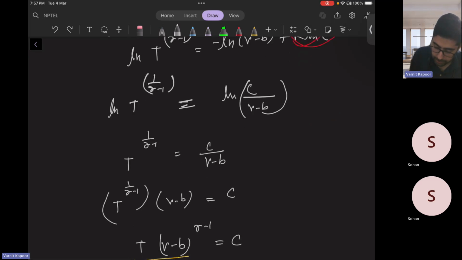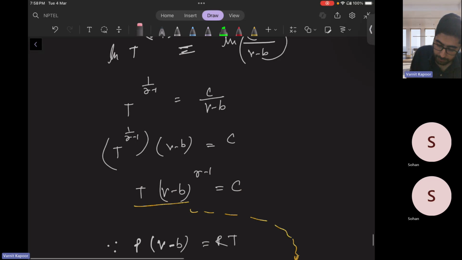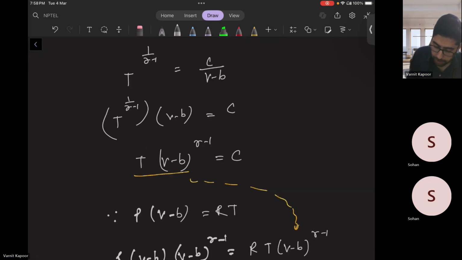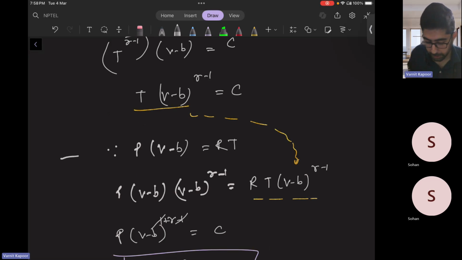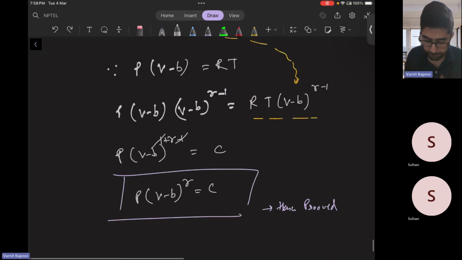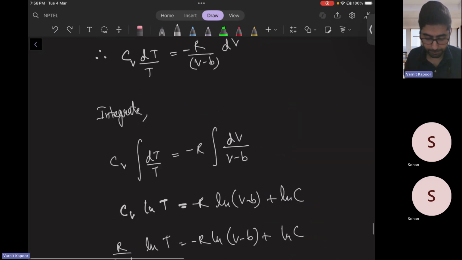So you get the expression ln of T to the power 1 by gamma minus 1 is ln C by (V minus b). So having the same values, you get the expression T (V minus b) to the power of gamma minus 1 is equal to constant. Now it's given in the question that the gas follows this. So multiply (V minus b) to the power of gamma minus 1 on both the sides. You know that this term is nothing but constant. So the left hand side is P (V minus b) to the power of gamma is equal to constant. Pretty simple question, but a tricky one.